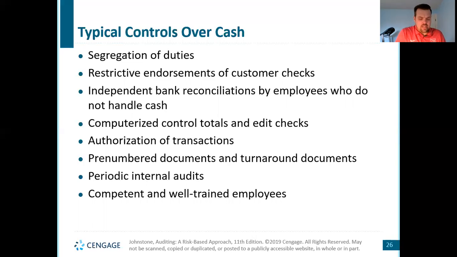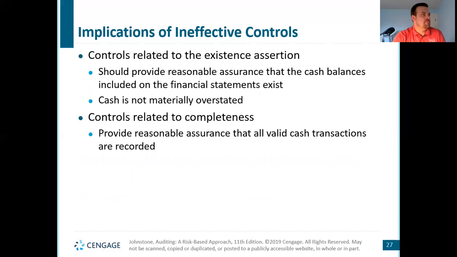Pre-numbered documents and turnaround documents. Pre-numbered documents, we've talked about that a little bit. We know that if I have checks, a check number is an easy one, and there's one missing, I can try and figure out why. Also, periodic internal audits and competent and well-trained employees. Move on. So what happens if these internal controls are not effective?